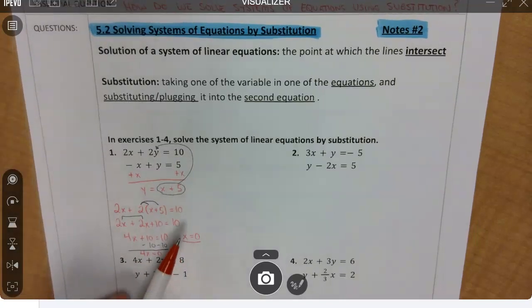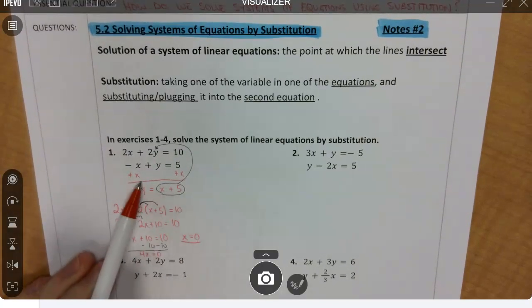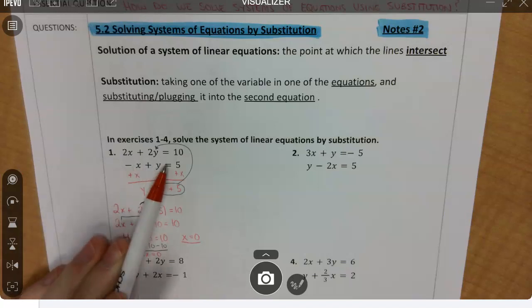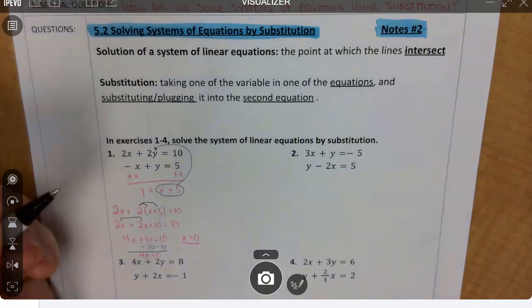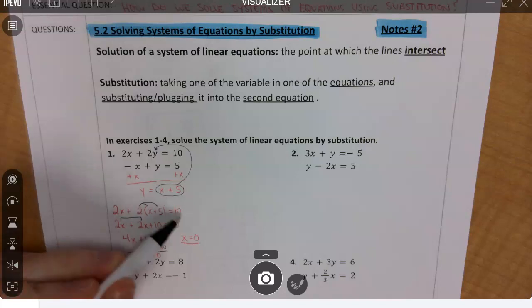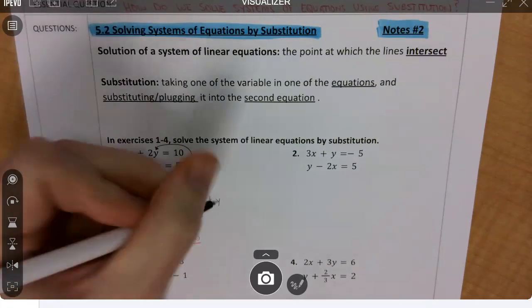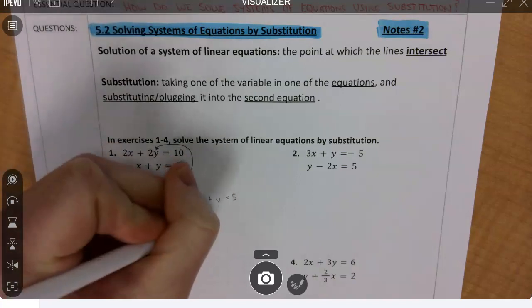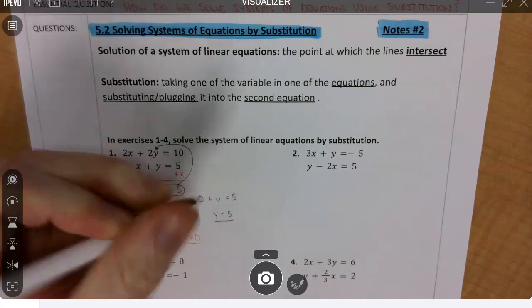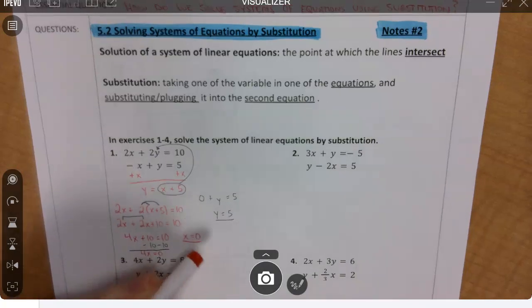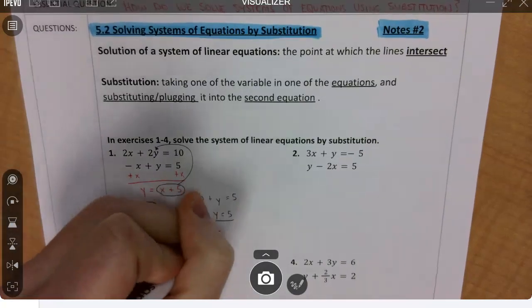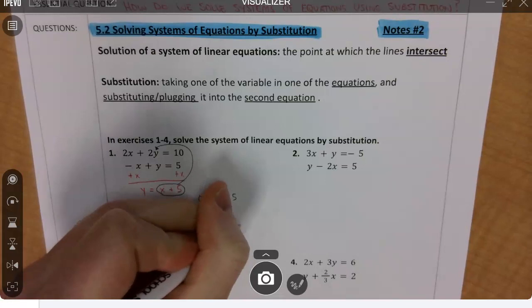And now what do I do with this 0? I plug it back in here to figure out what the y value is going to be. Well, yes, there's a negative, but it's just negative 0. Well, that's just 0. So 0 plus y equal to 5, and then that gives me y equals 5. So here is my x value, my y value, for a final answer of (0, 5).